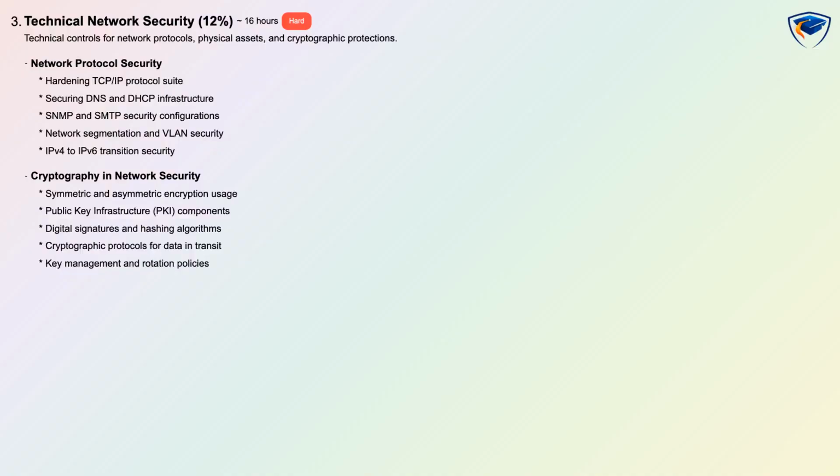Technical network security is another 12% and covers technical controls for protocols, physical assets, and cryptographic protections. You will learn TCP/IP hardening, securing DNS and DHCP, SNMP and SMTP configurations, network segmentation and VLAN security, plus cryptography topics like symmetric and asymmetric encryption, PKI, digital signatures, and key management. This domain is hard, needs roughly 16 hours of study, and is tested through conceptual and scenario-based questions.